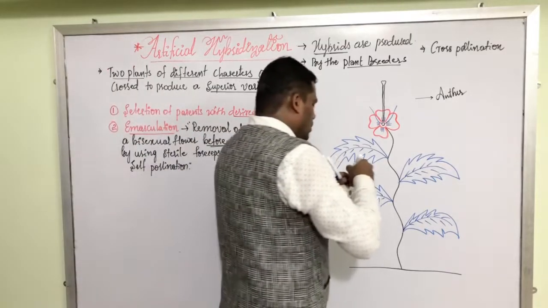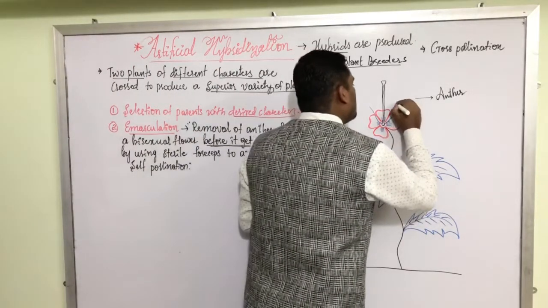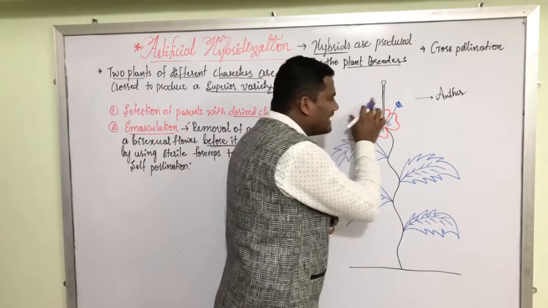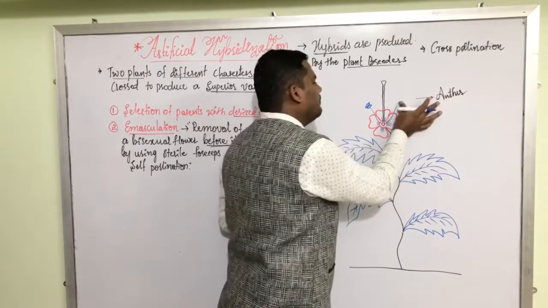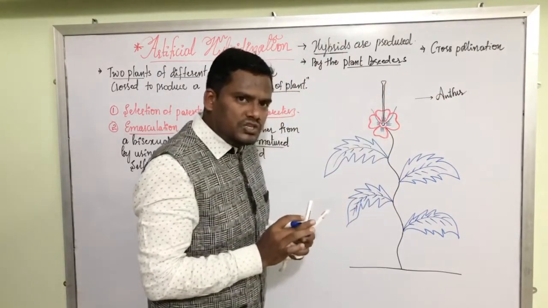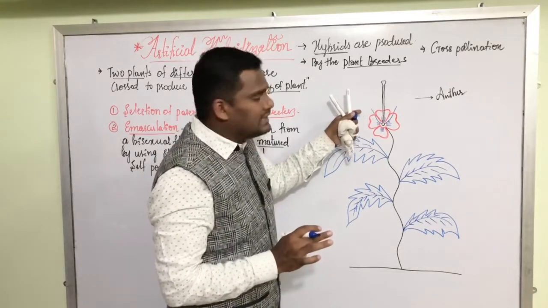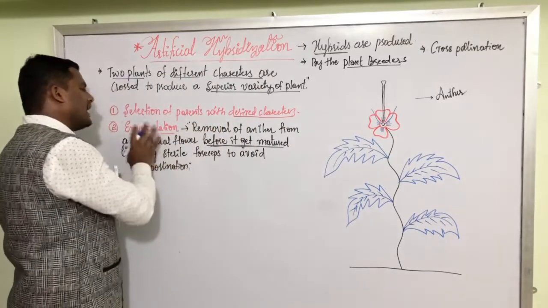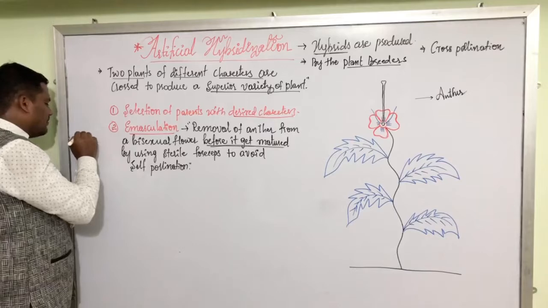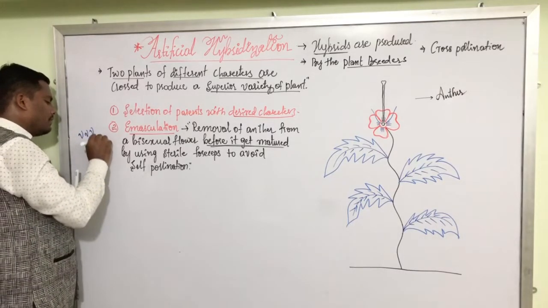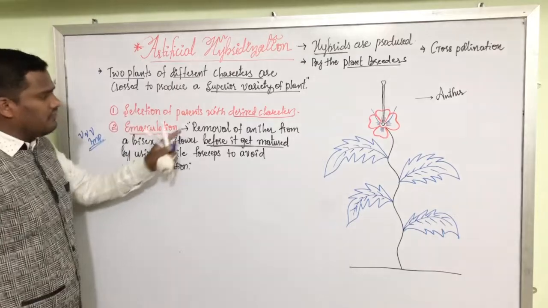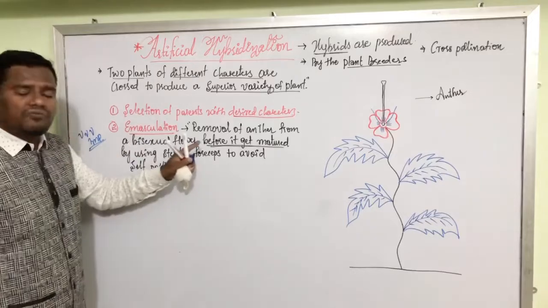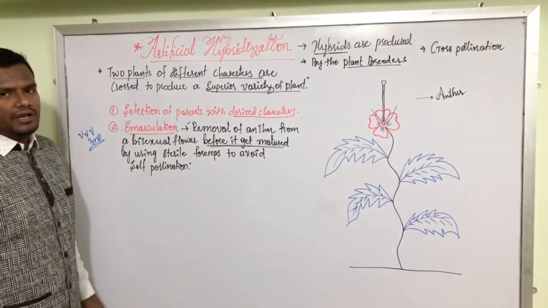Emasculation means here we had the anthers in the bisexual flower. Before these anthers get mature, we have removed them by using sterile forceps to prevent self-pollination. That process is called emasculation. This is a very important process for examination. Removal of anthers from a bisexual flower before it gets matured by using a sterile forceps to avoid self-pollination.